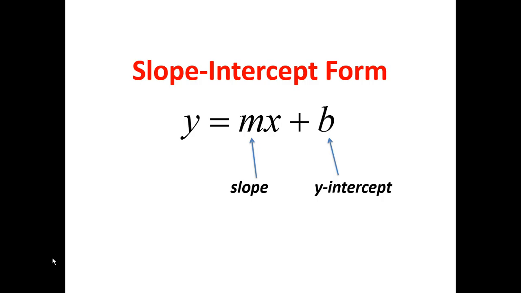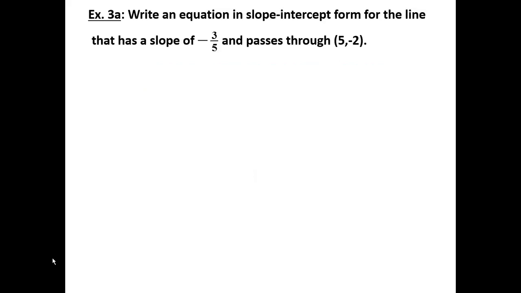As we talked about in the last video, we're going to be using slope-intercept form, which is y equals mx plus b, where m is the slope of the line and b is the y-intercept. So for example 3a, we're going to write an equation in slope-intercept form for the line that has a slope of negative 3/5 and passes through the point (5, -2).